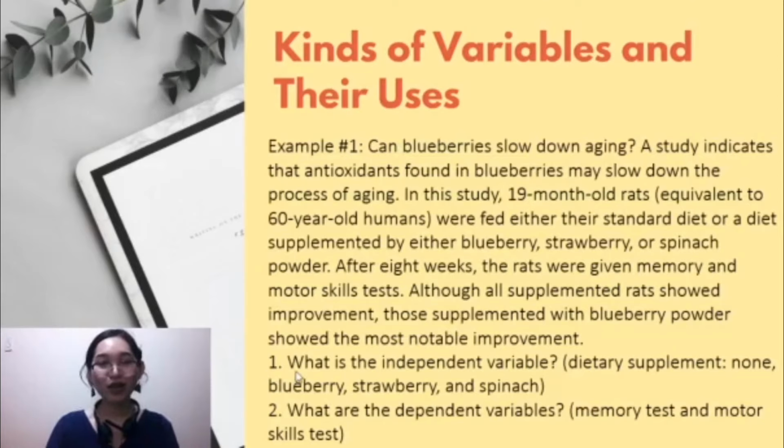Alright? So, the question is, what is the independent variable? So, ano yung variable you manipulated? It is the dietary supplement. The first group, they did not receive any treatment or any supplement, but the second group, meron silang blueberry. The third group, strawberry, and the fourth group is spinach.